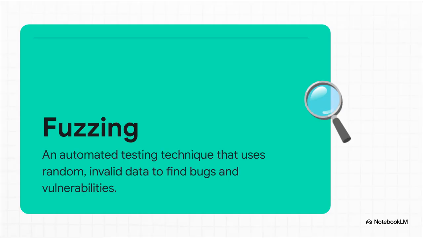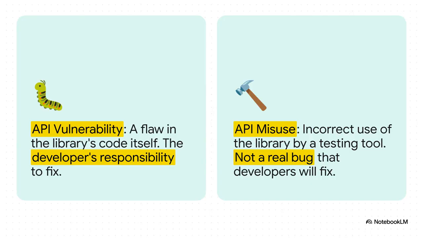Imagine you're stress testing a new bridge. You could just drive a few regular cars over it, and yeah, it'd probably be fine. But what if you send a million different vehicles? I'm talking everything from a unicycle to a monster truck driving backwards just to see what makes it break. Well, that's fuzzing. It's an automated way to just throw chaotic, random stuff at software to see what makes it crash.